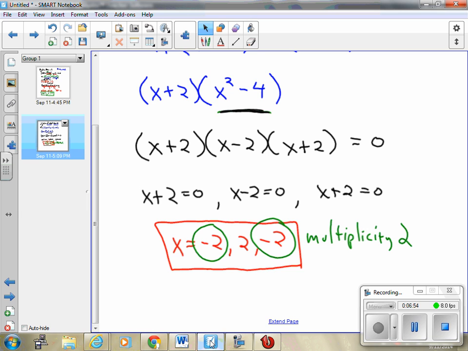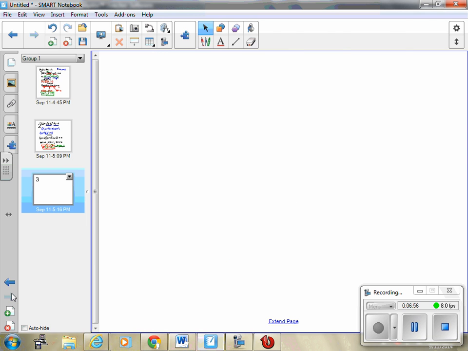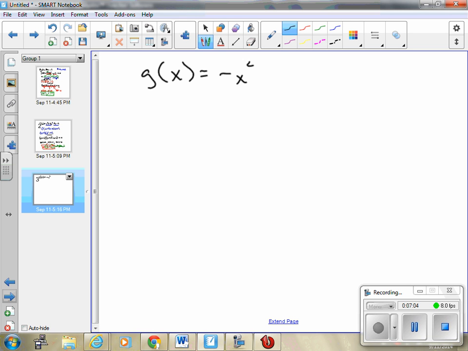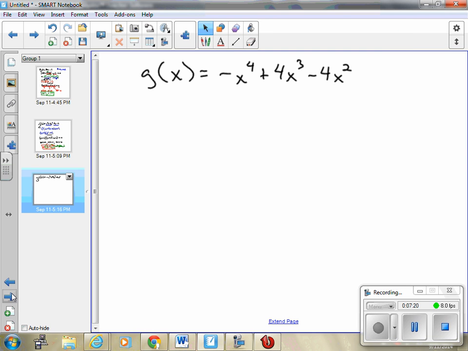So we're going to go back and try yet one more. And this one's going to factor out a little bit differently. Let's use g of x this time instead of f of x. So we're going to have a negative x to the 4th power plus 4x cubed minus 4x squared. Now this one here, if you want to go ahead and try it, go ahead. You can pause the video at any time and resume it.